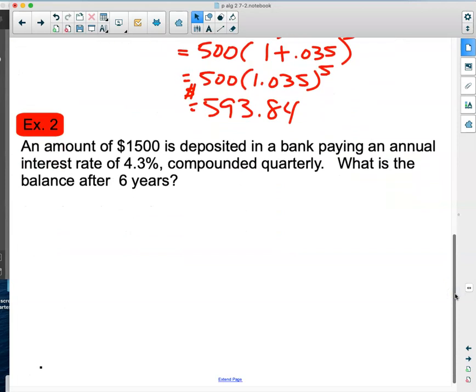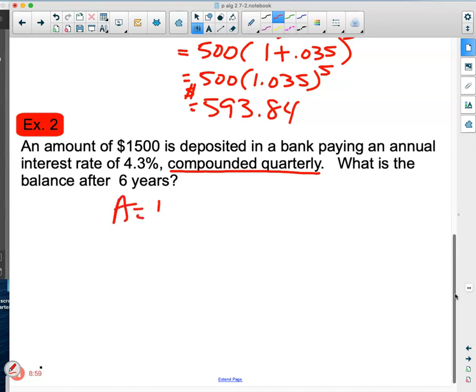This one says an amount of $1,500 is deposited into a bank paying annual interest rate of 4.3%, but oh, look what that's followed up by. Compounded quarterly. What is the balance after 6 years? Can't use the short formula this time. This one's compounded quarterly. So let's go grab that big monster.